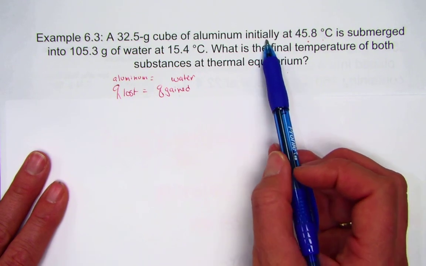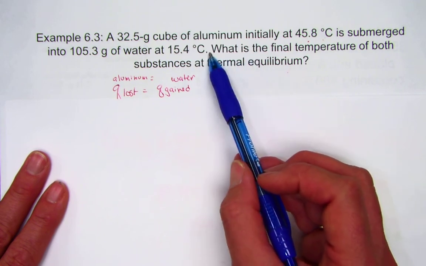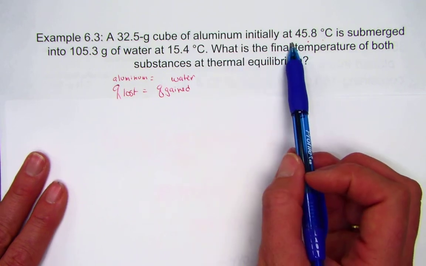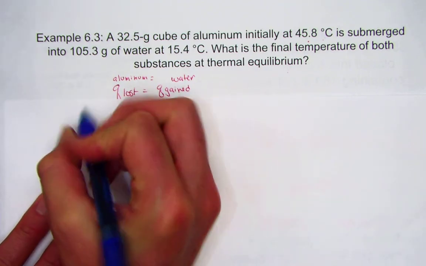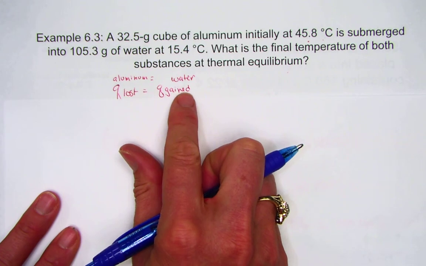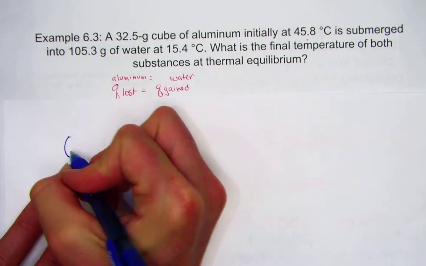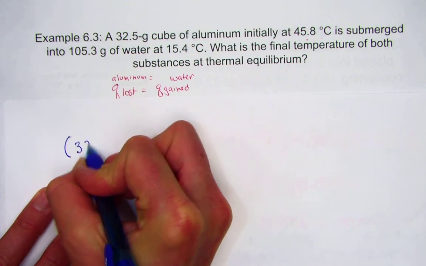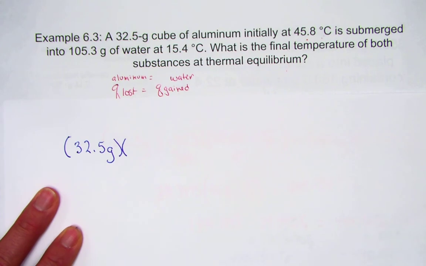The aluminum is hot, the water is cold. We're going to warm up the water but cool down the aluminum to reach the final temperature. We understand that heat lost from aluminum is heat gained by the water, and heat is found by calculating mc delta T. We have a 32.5 gram piece of aluminum metal.